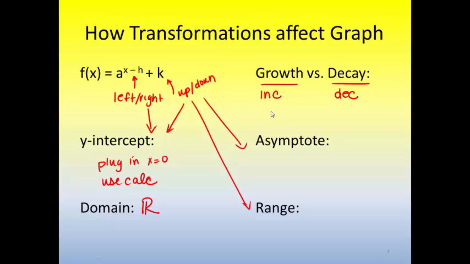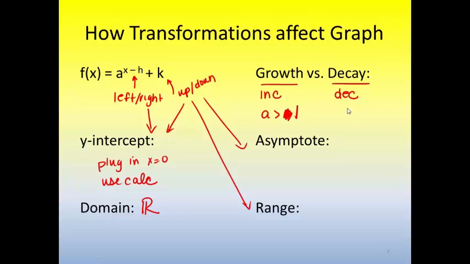Our increasing graphs are always when the base is greater than 1. So my base can be 1.5 because that's greater than 1. My base could be 1.5, my base could be 2, my base could be 7. Whatever my base is, that's going to make the value get bigger and bigger.